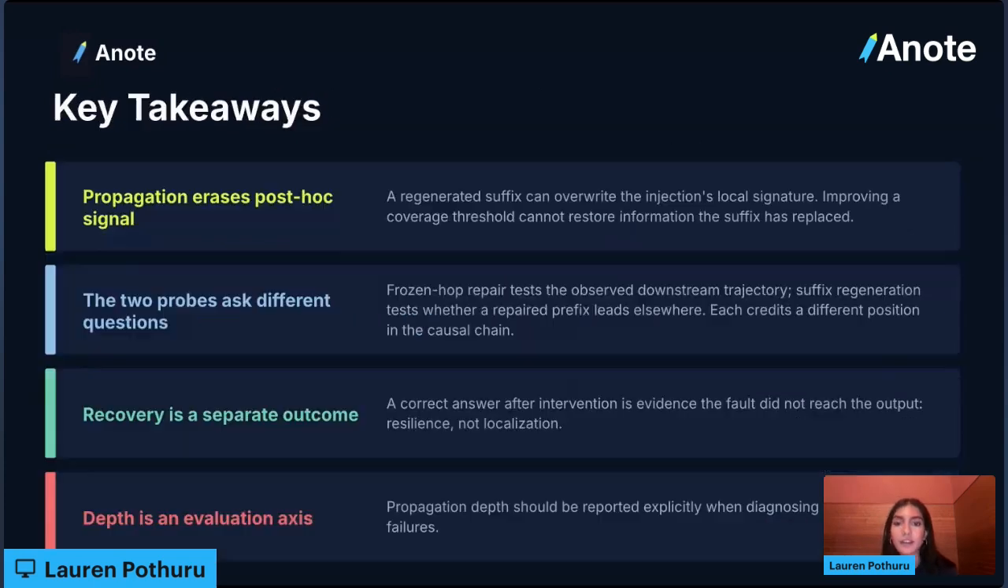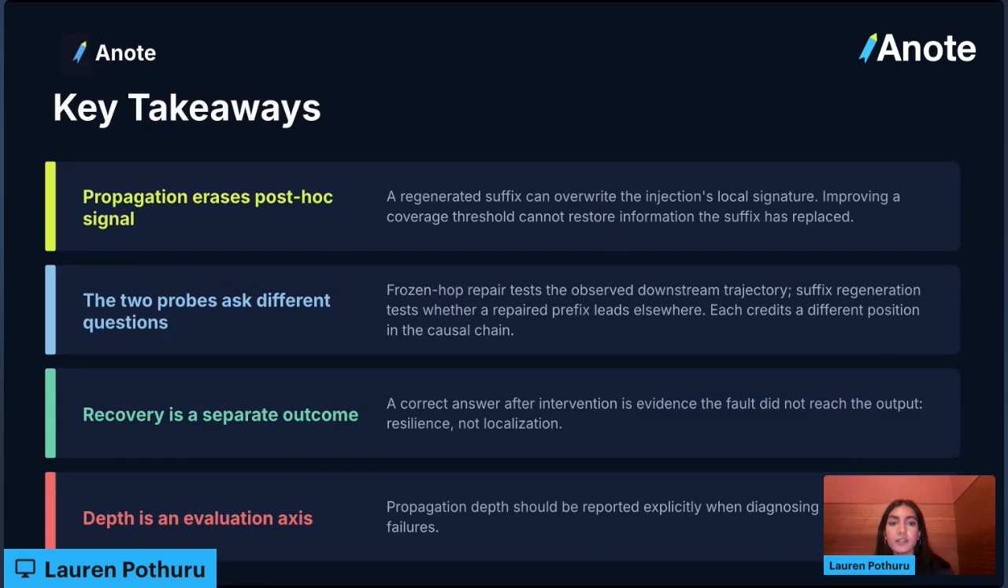And so for final takeaways on this paper and on my presentation, there's 4 things that are really key. 1, propagation erases post-hoc signal. So once the suffix or the subsequent hops are regenerated, no amount of tuning, like a coverage threshold, will bring back the information that was overwritten. 2, the 2 probes ask genuinely different questions, and each one credits a different position in the causal chain.